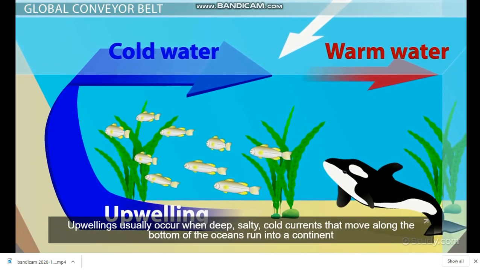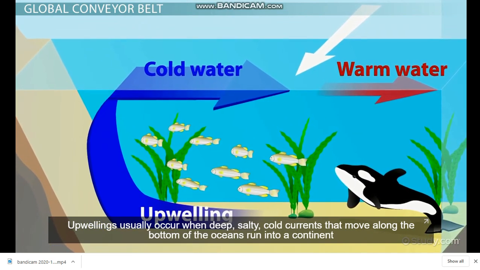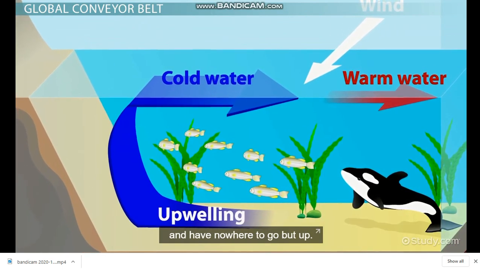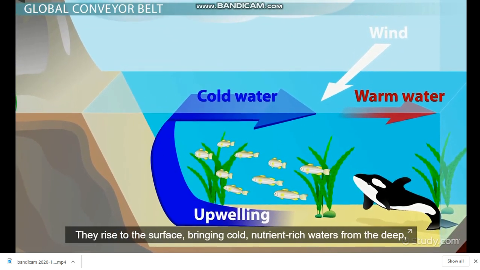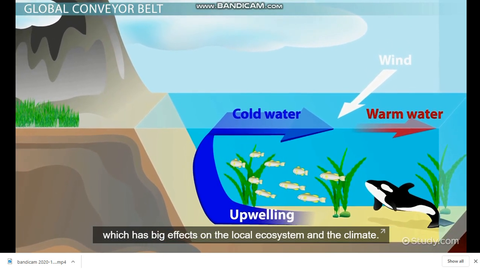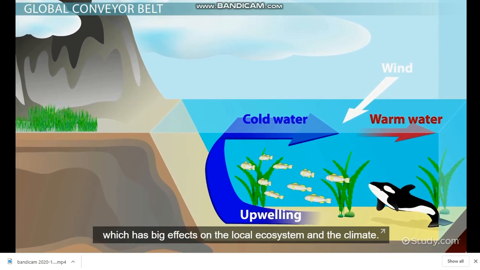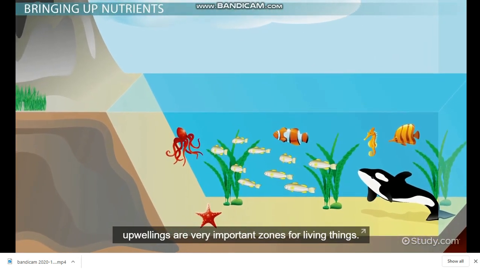Upwellings usually occur when deep, salty, cold currents that move along the bottom of the oceans run into a continent and have nowhere to go but up. They rise to the surface, bringing cold, nutrient-rich waters from the deep, which has big effects on the local ecosystem and the climate. Upwellings are very important zones for living things.